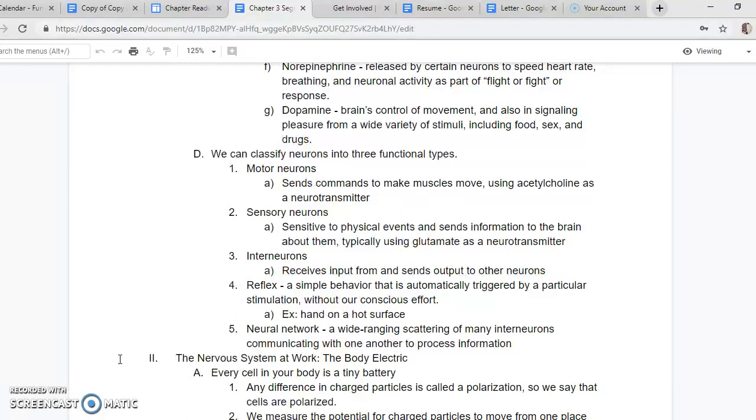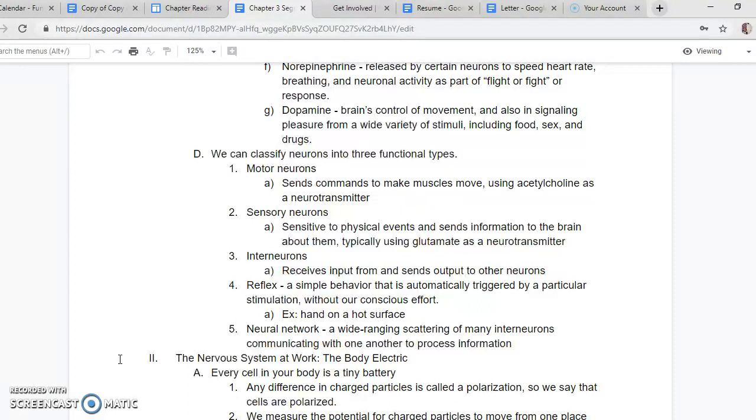Lastly, we have interneurons, which receive input from and send output to other neurons. So interneurons can be in between 2 other interneurons. They can be in between a motor neuron and a sensory neuron too.